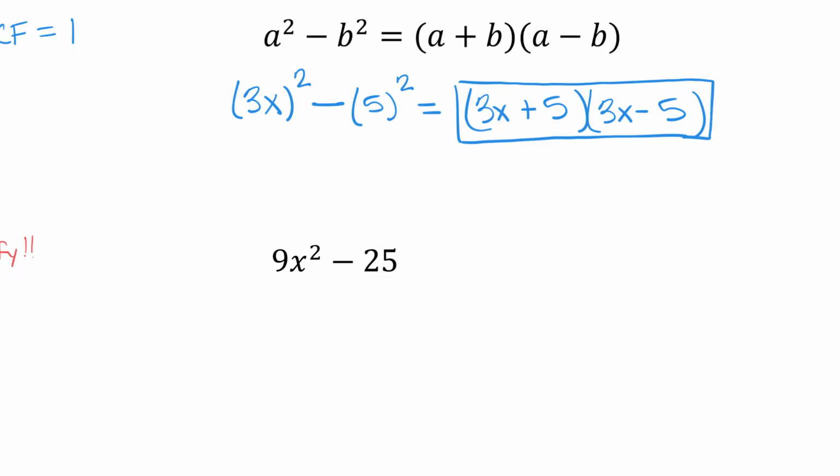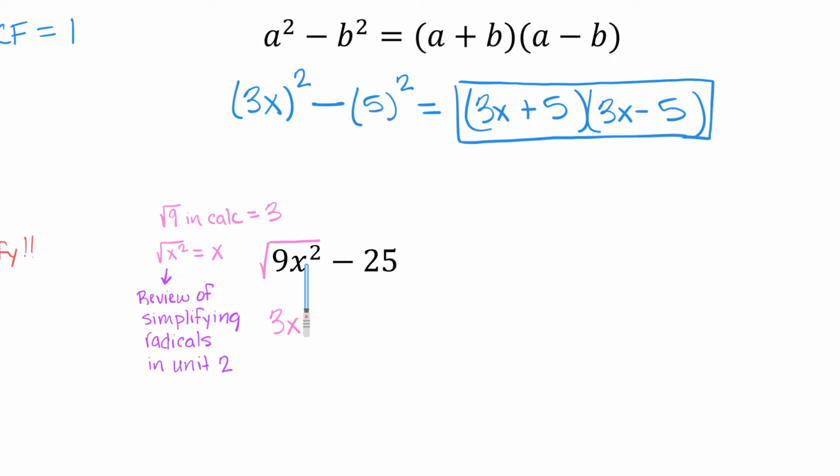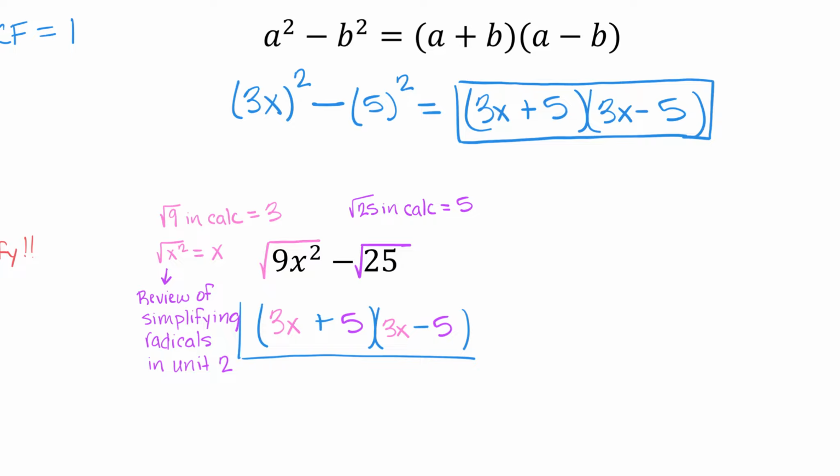What you can do is square root the first term and then realize that the square root of 9 is 3. The square root of x squared is x. That's a review from previous units. So if this is tricky for you, go back and review those previous units. And then the square root of 25 is 5. So it's the 3x and the 5 that we are going to use for the two sets of parentheses, but one is a plus and one is a minus. So that is the only work that you need to show.